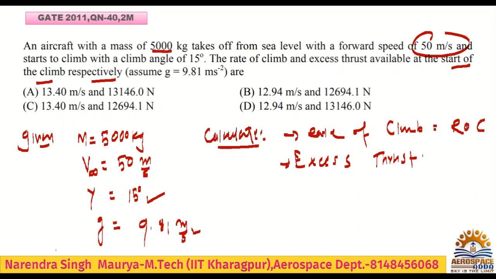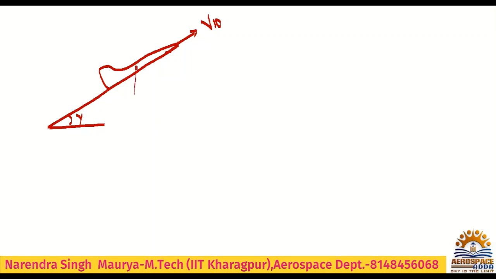So we'll start now. Simply we'll draw the climbing case. This is the climbing of the aircraft. This is the angle gamma, which is called the climbing angle, and it is climbing with velocity V infinity. Now, this is gamma, and very important, the weight will be acting downward. And lift will be perpendicular to velocity. So this is the velocity.